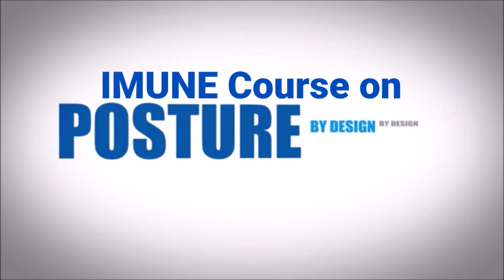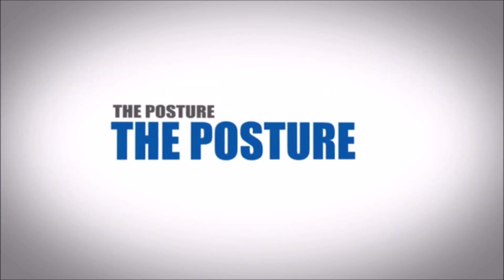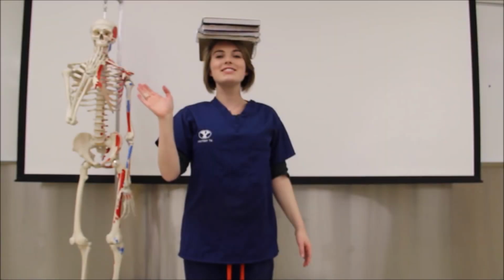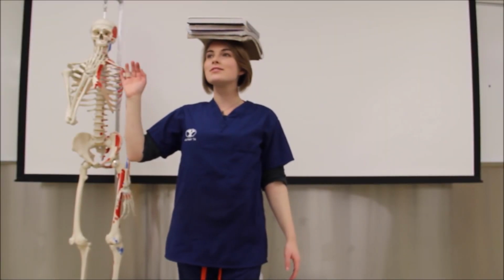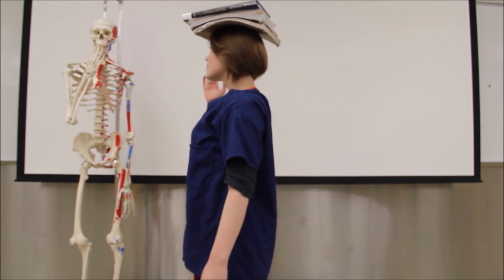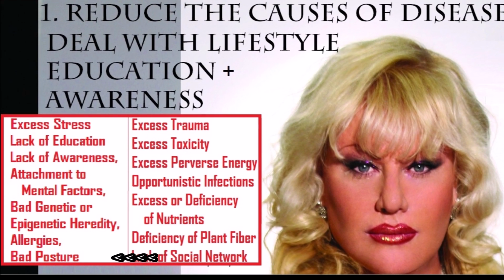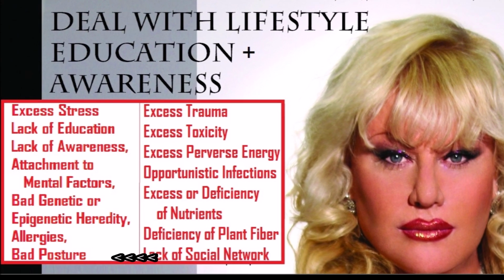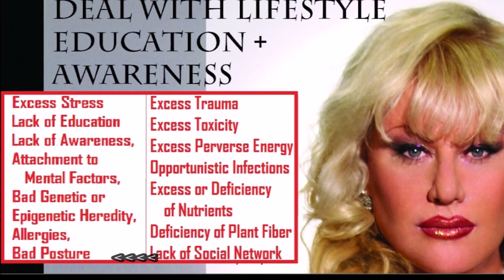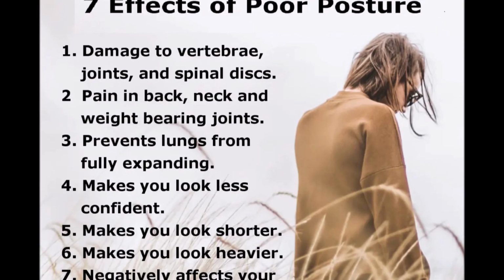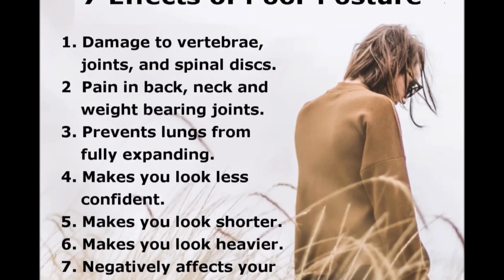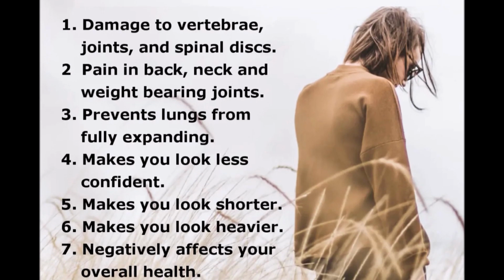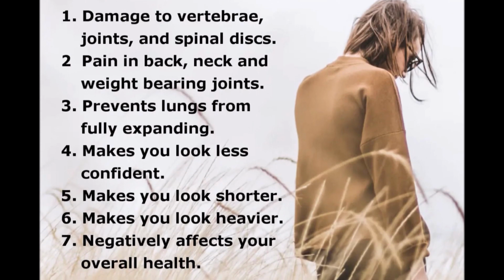Welcome to our immune course on posture. Very, very important we understand about posture, because bad posture is a primary cause of disease, and we need to be able to understand it to cure it. The ideal posture is one that creates minimal stress and strain on body structures and allows for maximum efficiency of the body. We start the Nelson method by trying to reduce the causes of disease and learning about the causes of disease. And very important, bad posture is one of the primary causes of disease. We can see that it affects us in so many different ways, creating so many different problems. Bad posture is a primary cause of disease, and we must be able to correct it.